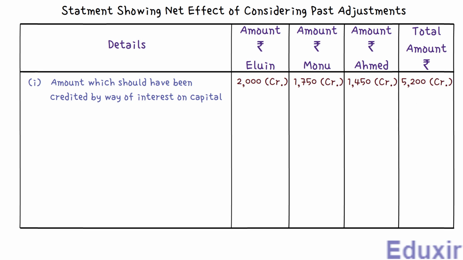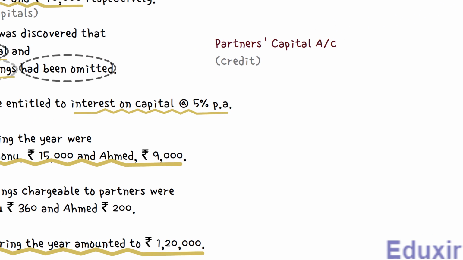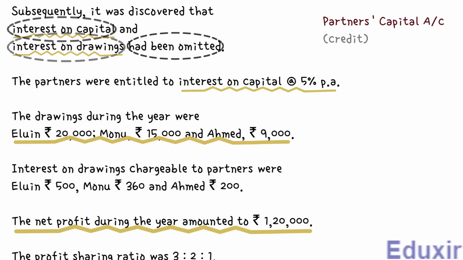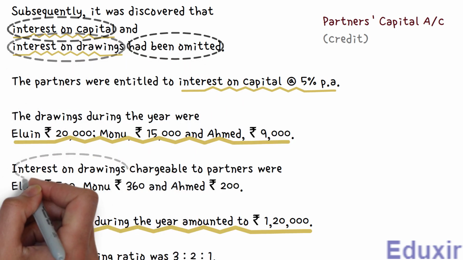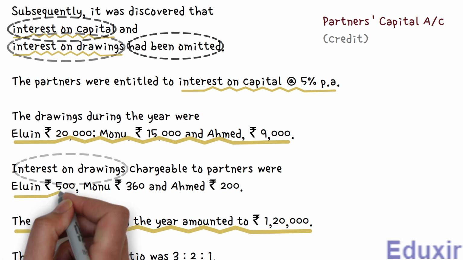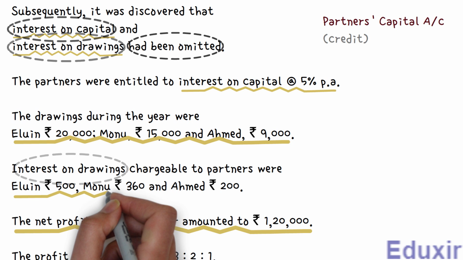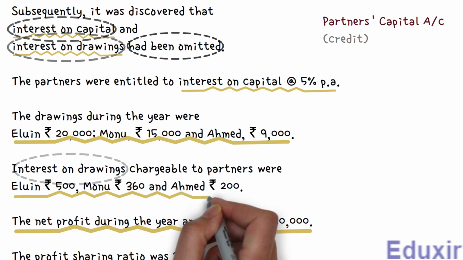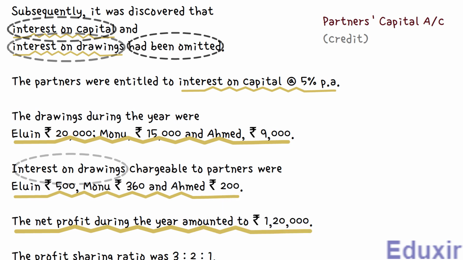With that, we have completed considering the interest on capital which was not credited earlier. Now, as specified in the problem, the next item that was omitted is interest on drawings. And we don't have to calculate the interest on drawings. It is directly given to us in the problem as for partner Eluin it is 500 rupees, for partner Monu it is 360 rupees, and for partner Ahmed it is 200 rupees.